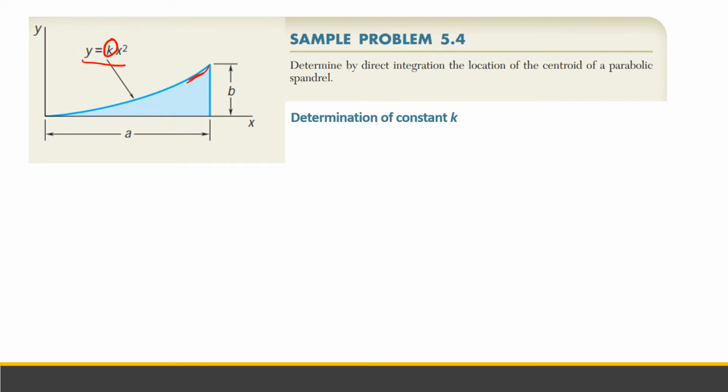Okay, so y is equal to kx squared. So if we let x equal a, since the distance here is a, and y equal b, and then we substitute it into the equation, so it becomes b equals ka squared. So our k is equal to b over a squared.